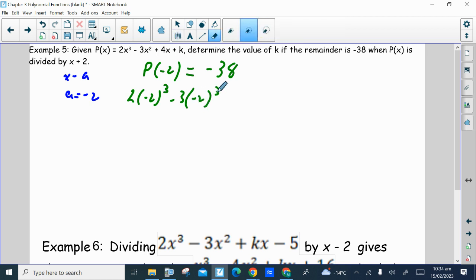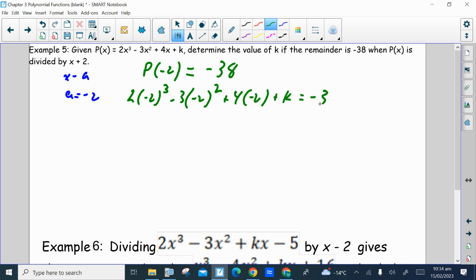We let x equal negative 2 everywhere in the expression, and the whole thing will have to equal negative 38. So we can solve for k. Negative 2 cubed is negative 8 times 2 is negative 16. Negative 2 all squared is 4 times negative 3 is negative 12. Negative 8 plus k equals negative 38. Negative 16 take away 12 is negative 28. Take away another 8 would be negative 36.